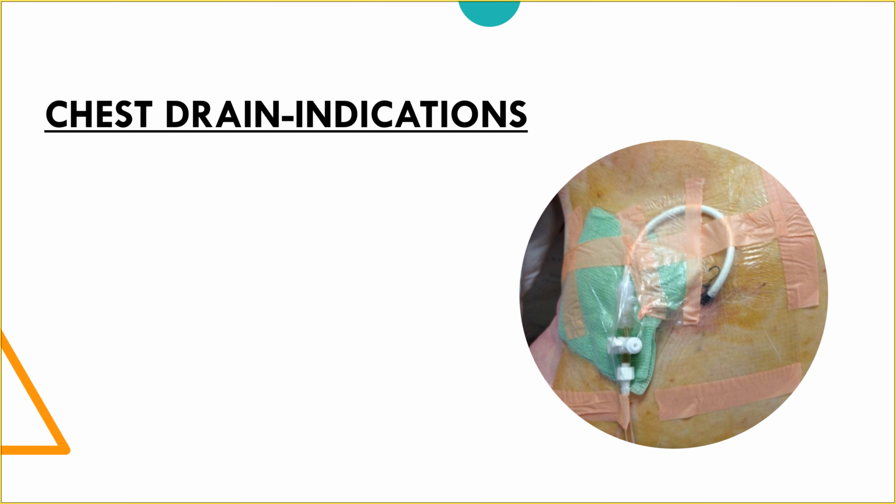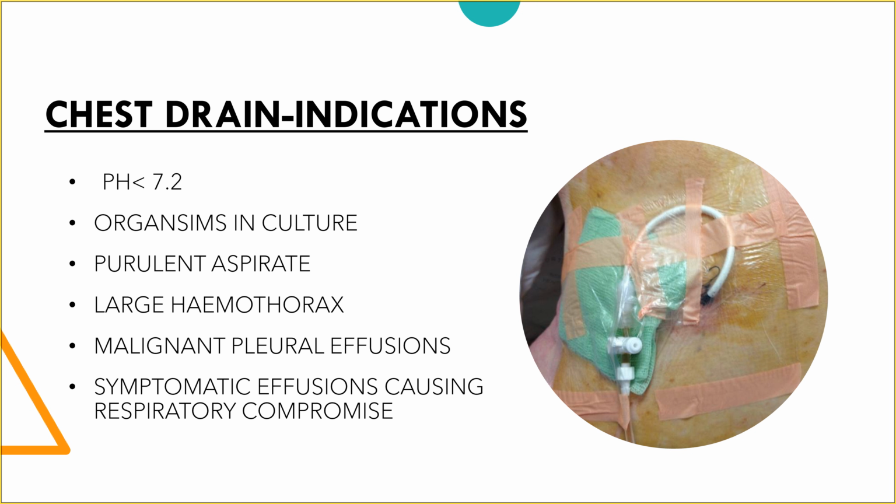However, in cases of malignant pleural effusions, we might do a chest drain, and in cases of large hemothorax, usually done by the surgical team, we can do a chest drain. And also for the patients with respiratory compromise, we can do a chest drain to relieve the symptoms. However, the chest drains are usually done in hours, because there are complications associated with the chest drain.